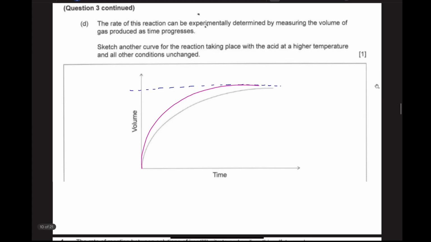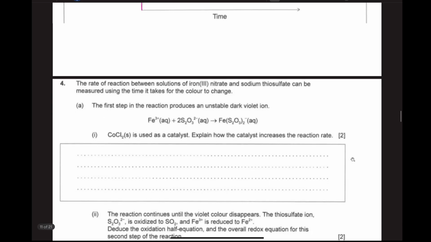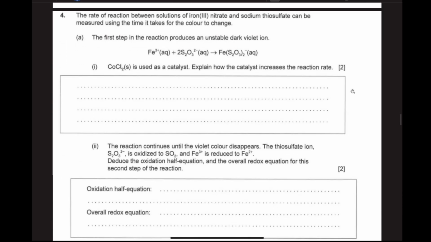Yeah. So that's it about question 3. Let's start with question 4. The rate of reaction between iron(III) nitrate and sodium thiosulfate can be measured using the time taken for the color change. The reaction is given. It says CoCl2 is used as a catalyst. Now, first, we have to explain how a catalyst increases the rate of reaction.